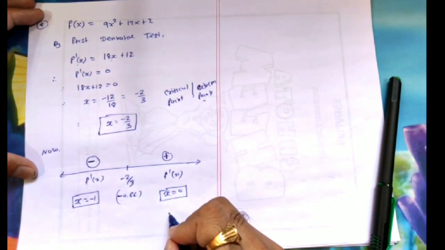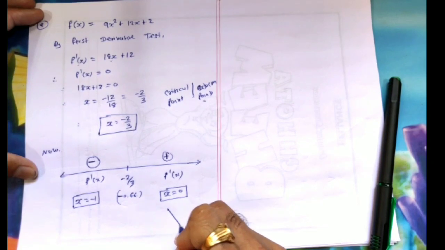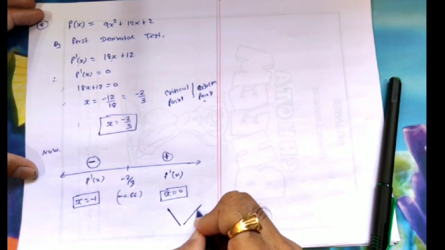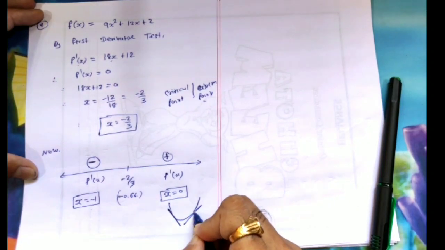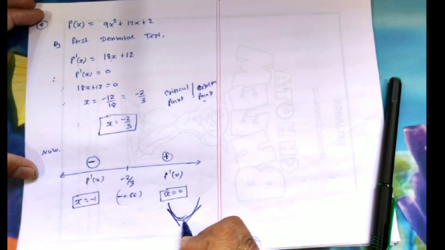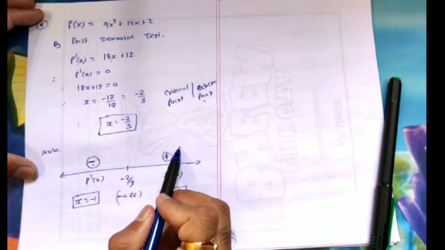Same as the previous case, on the left-hand side of this critical point the tangent will have a negative slope, and here the tangent will have a positive slope. That means our curve lies between these two tangents. It will be like this. So this point is nothing but the point of minima. Here our f dash x is changing its sign from minus to plus, right?